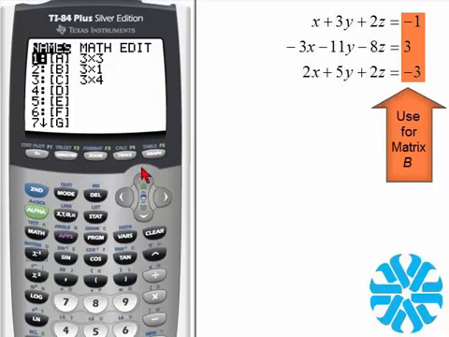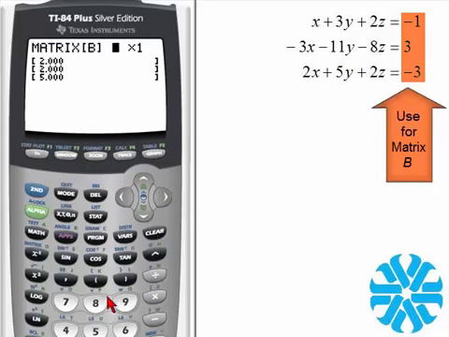So we will move over to edit, matrix B, and we want to enter the constant values. So let's move down. So we have negative 1, 3, and negative 3. Let's quit out of this.